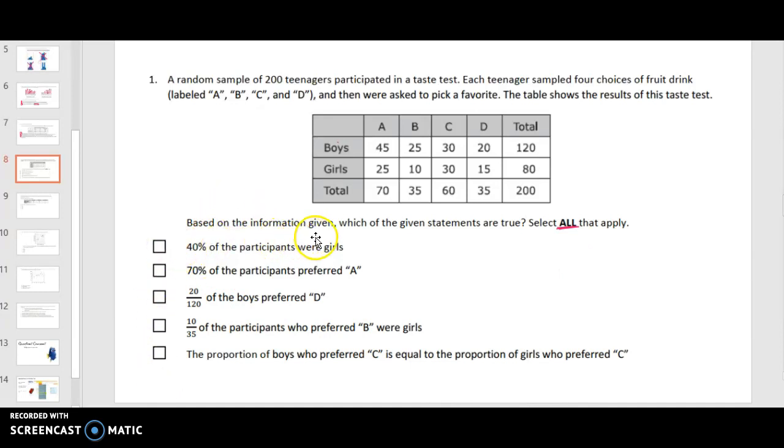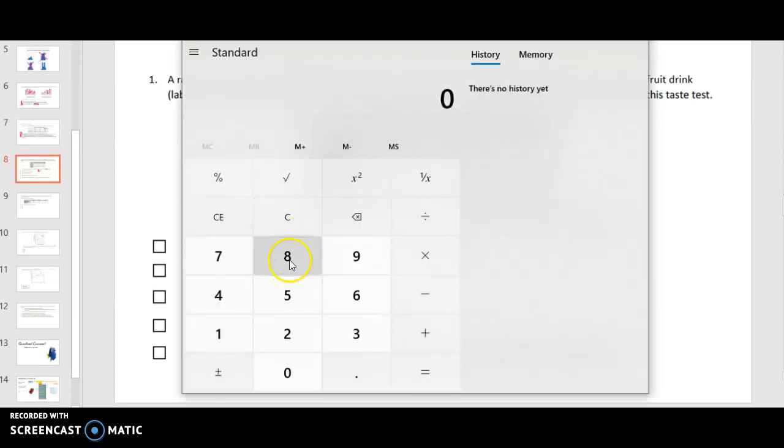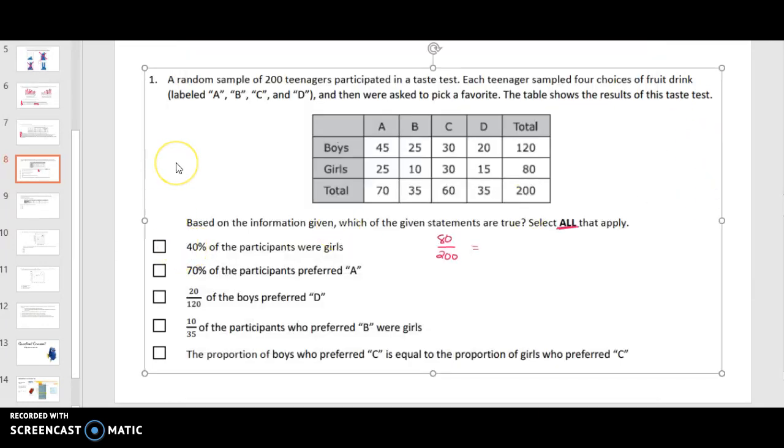Okay, so let's go through one by one. 40% of the participants were girls. To read this chart, girls, there were 80, and in total there were 200. If you want a calculator, you can just do 80 divided by 200 equals 0.4. So that is 40%. So this is a true statement.